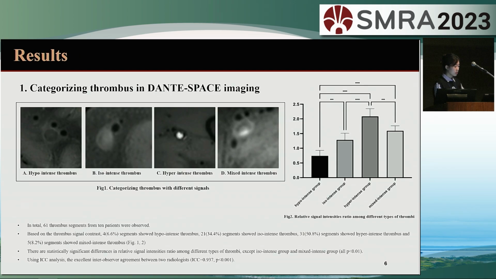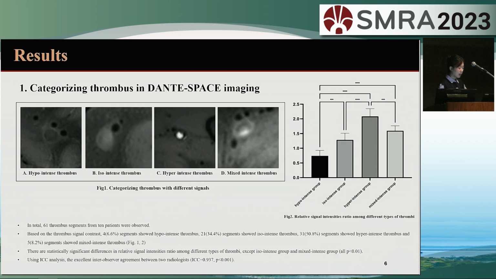In total, 61 thrombus segments from 10 patients were observed, and based on the thrombus signal contrast, they were divided into 4 groups. 4 segments showed hypointense thrombus, 21 segments showed iso-intense thrombus, 31 segments showed hyperintense thrombus, and 5 segments showed mixed intense thrombus. There was a significant difference in relative signal intensity ratio among the different types of thrombi, except between the iso-intense group and the mixed intense group.